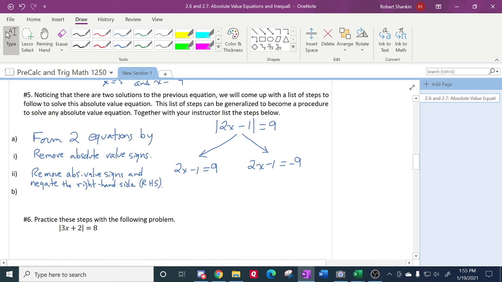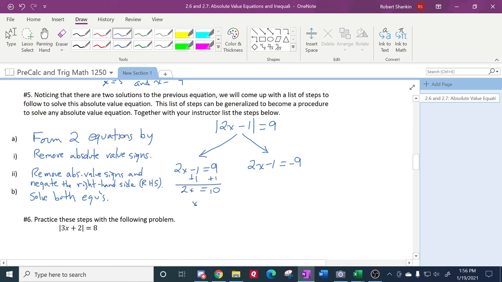And then part B, we solve both equations. So Robert, what you're looking at is, it's going to be 9 and negative 9, so a positive and also a negative, right? That's right. One time you're going to get a positive, and one time you're going to get a negative.